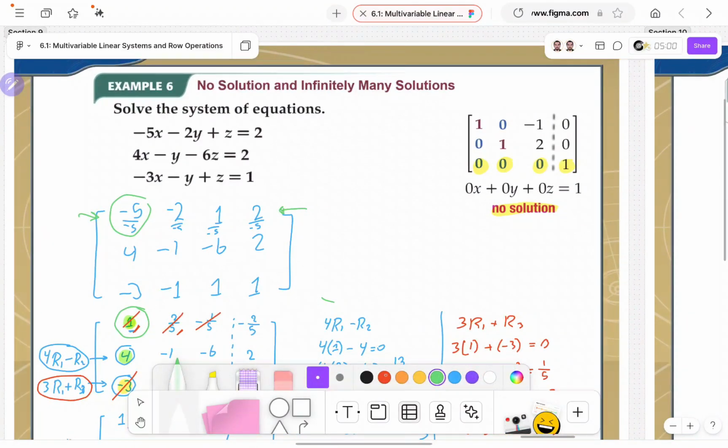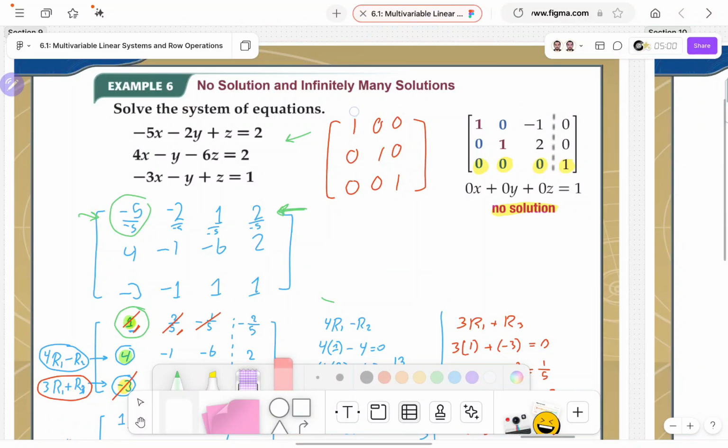For example, we know that the row echelon form is 1 0 0, 0 1 0, 0 0 1. The diagonal numbers must be equal to 1. But if I try from the first step to make this value equal 1 in this equation, I will have a fraction, and I don't need a fraction. So from the first step, don't think of making this value equal 1. Think differently: how can I make this value equal to 1 without dividing or multiplying the whole row by a number?